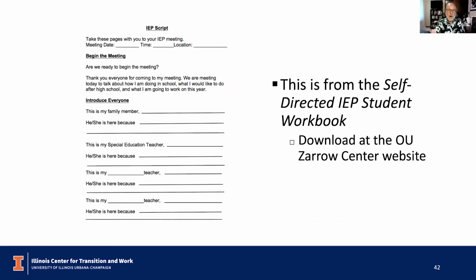This is my mom, Mrs. Martin. She is here because, well, she knows me better than anybody else. This is my special education teacher, Mr. Johns. He is here because, you get the idea. So the major steps of the self-directed IEP are all scripted out, so students have that. So the student will have their paperwork to bring to their IEP meeting, just like what the adult members do.